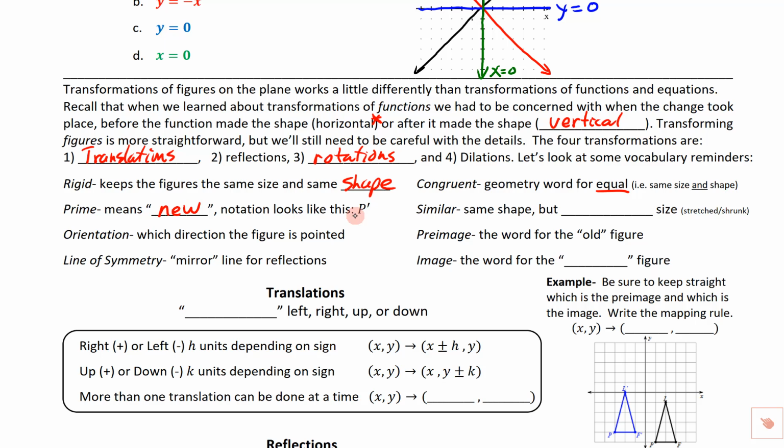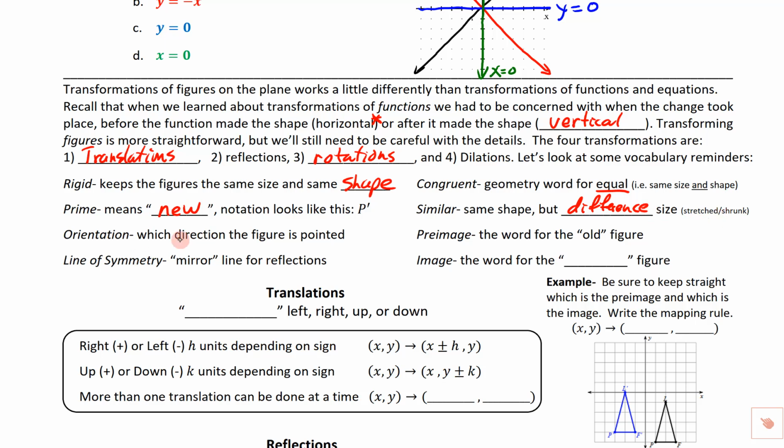And then it says similar. So similar figures have the same shape, but different size. So let's write different here. So they're very similar in shape, but they're different in size. One's bigger, one's smaller, so we could use the word stretched and shrunk there.